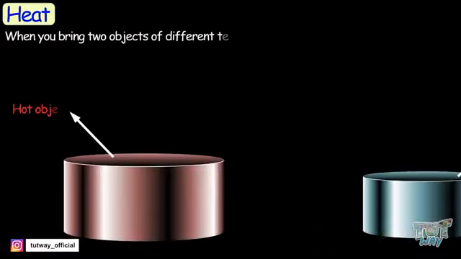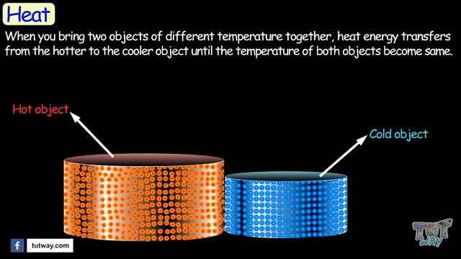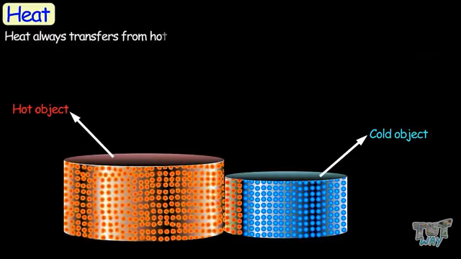When you bring two objects of different temperatures together, heat energy transfers from the hotter to the cooler object until the temperature of both objects becomes the same. Heat always transfers from hot to cold.